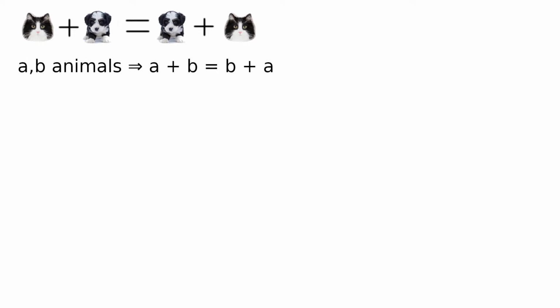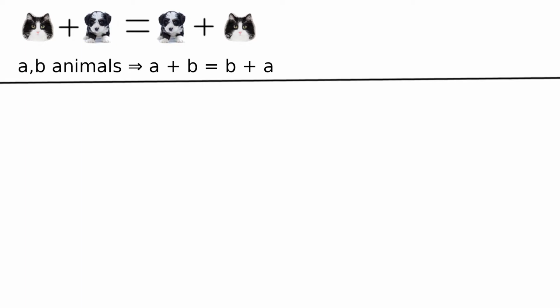Now, one thing you'll notice is that if you have a cat and you add a dog, you will get a group containing a cat and a dog. And it's the exact same thing as if you have a dog and then you add a cat. And so we're going to put that in notation. What it means is that if we take animals A and B, then A plus B is equal to B plus A.